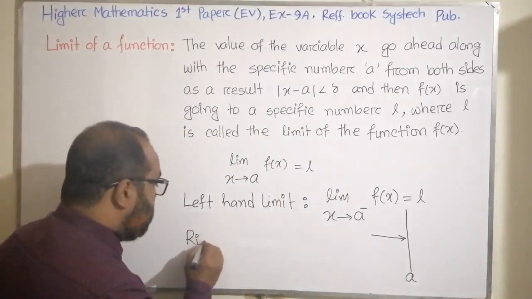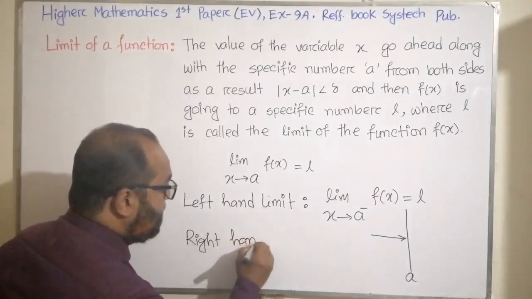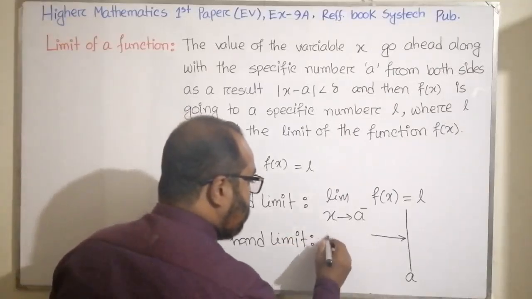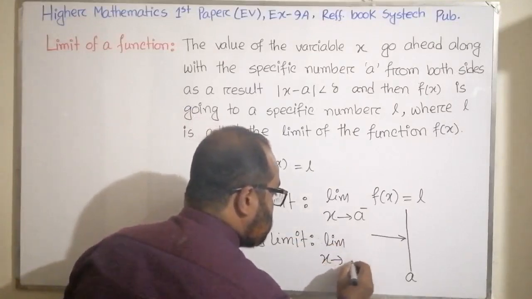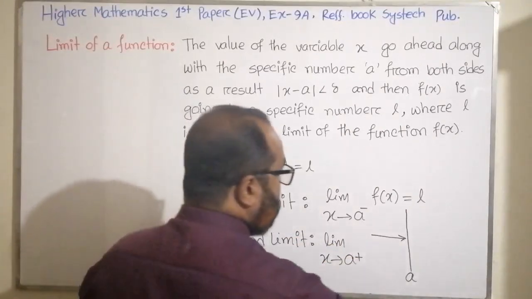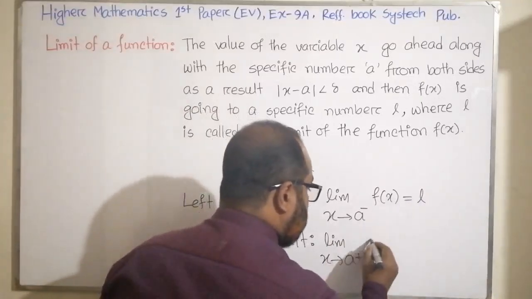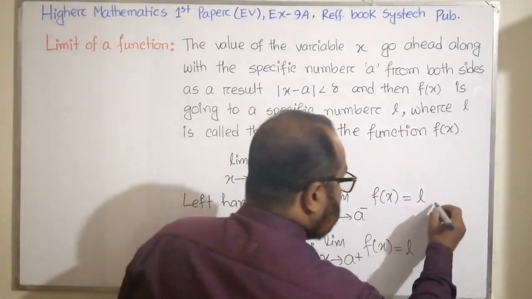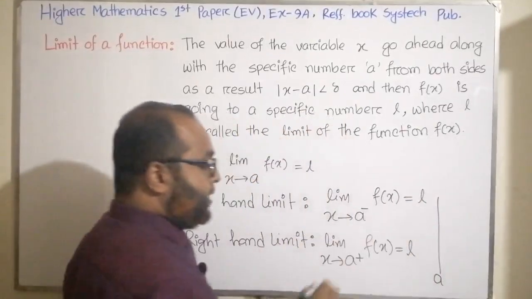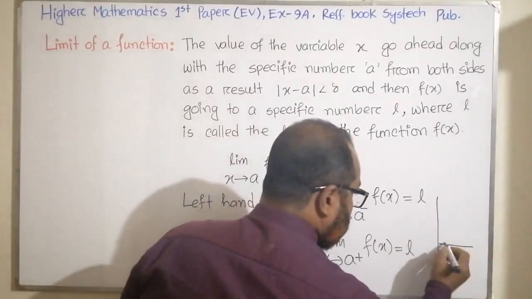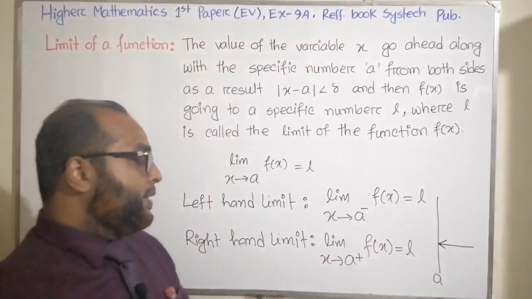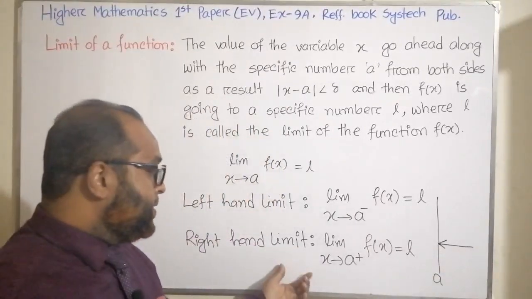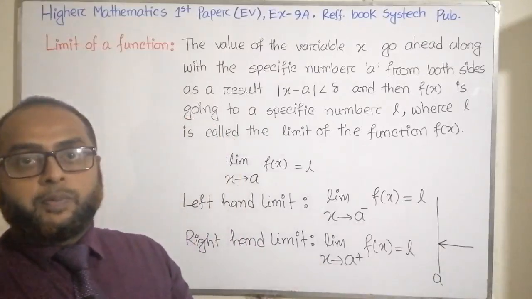Similarly, right hand limit. This is written as limit x tends to a plus, f of x, this equals also L. Here, if this line is a, and the value of x decreases from the right side, this is the right hand limit.